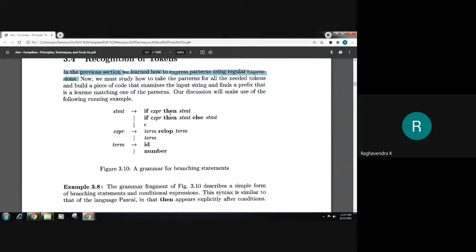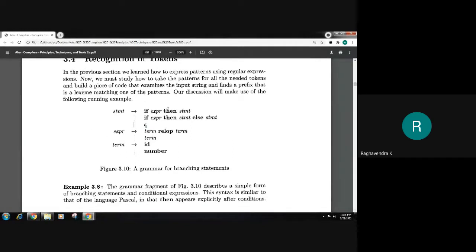So for the discussion, we will consider this grammar. I believe all of you are familiar with the concept of grammar, CFG, context-free grammar, which is written something like this, which says that this corresponds to a statement. So what can be a statement? A statement can be an if statement without an else part, or an if statement with an else part, or it can be an empty statement, or it can be nothing.